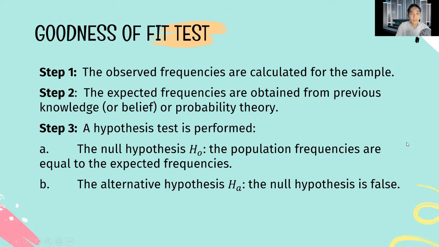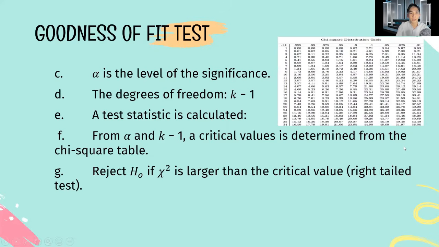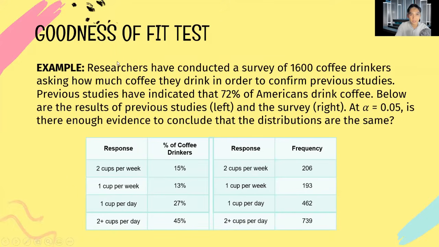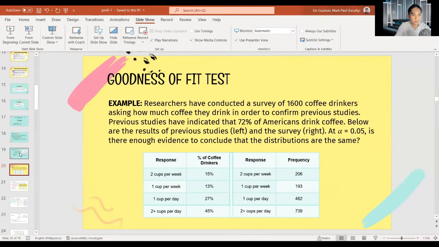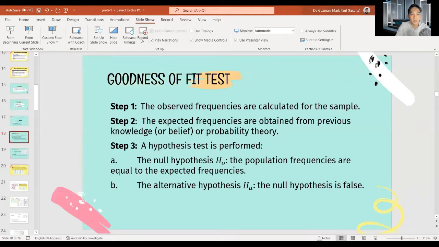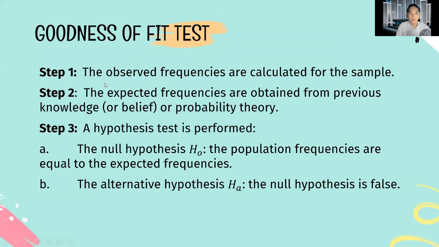Okay, try natin mag-solve ng isang problem dito sa goodness of fit. So ano ba yung process? Step 1, observed frequencies are calculated for the sample. Step 2, the expected frequencies are obtained from previous knowledge, belief, or probability theory.